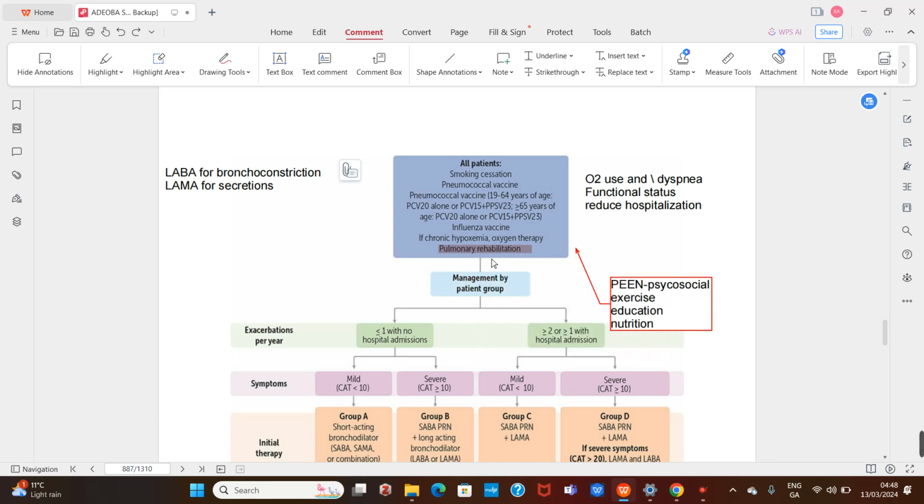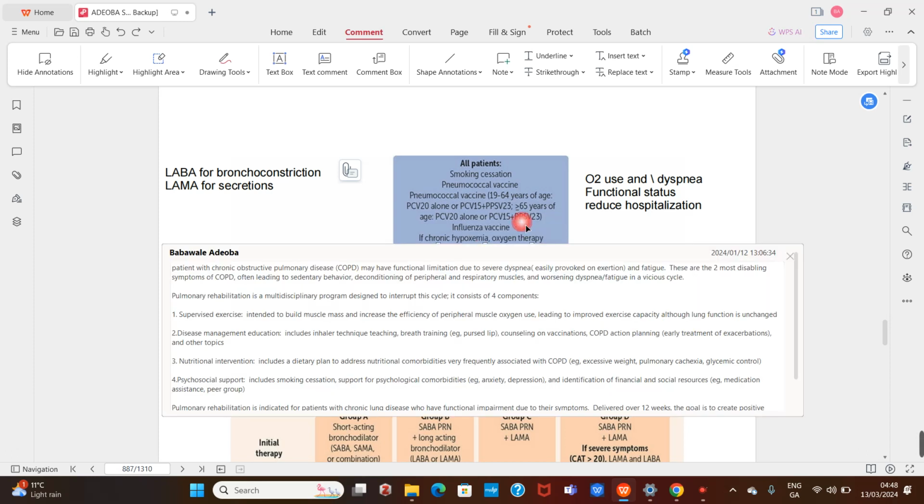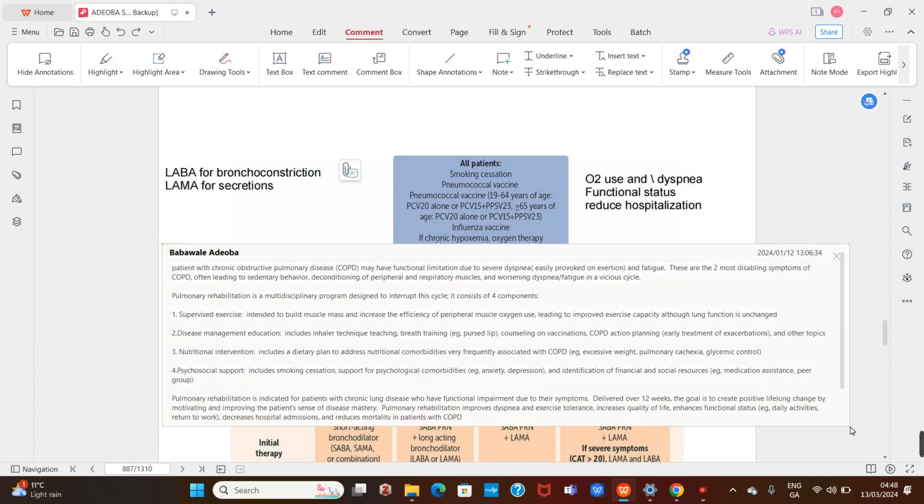Then pulmonary rehabilitation. So what do we mean by pulmonary rehabilitation? Let me show us what it involves. It's like a supervised program, where you are trying to increase the vitality of people with COPD, because most of them are tired, dyspneic, fatigued, and their muscles are weak. So the first thing is a supervised exercise training so that you can increase their muscle mass and efficiency of the muscle, and their exercise capacity will be increased. Although it doesn't change lung function, it reduces deconditioning of the muscle. So the muscle will be up and they can have some exercise tolerance.